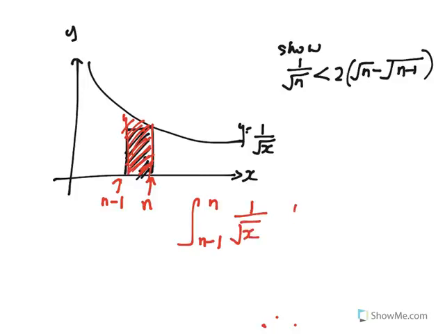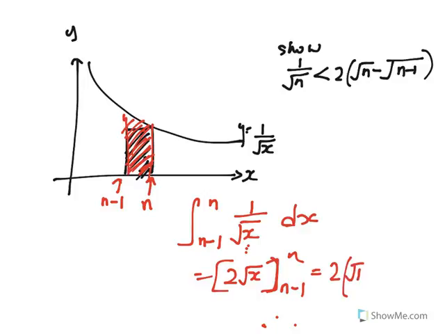This is an integration question, so naturally you'll be thinking of integration. You can solve it for yourself. You get 2 square root x from n minus 1 to n, and that will give you 2 square root n minus square root n minus 1. So I'm starting to get the right hand side of the inequality.